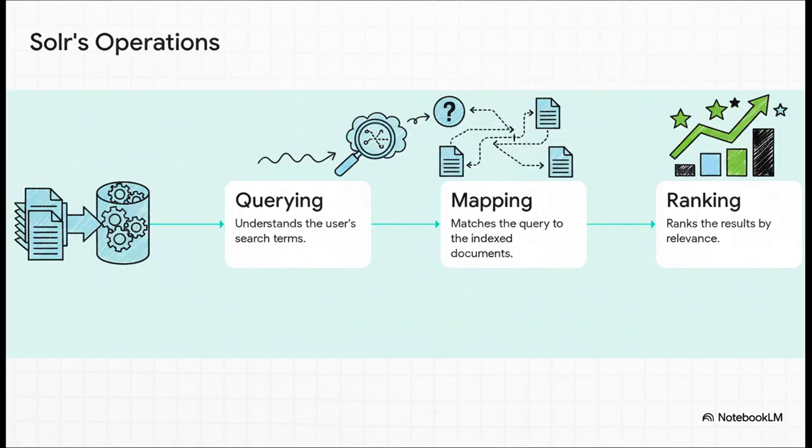So how does it work? Well, at its heart, the process is actually pretty straightforward. First, it takes all your documents and indexes them, basically turning them into a format it can read super fast. Then it figures out what your search query actually means, maps that query to the right documents, and boom, it ranks all the results by relevance. It's a simple four-step process that's been battle-tested for almost 20 years.